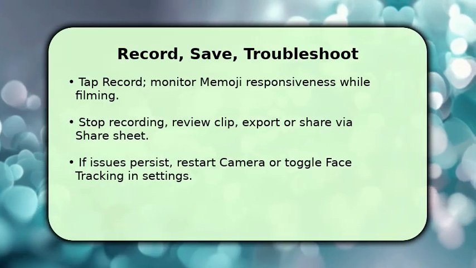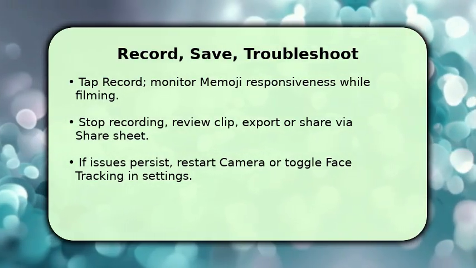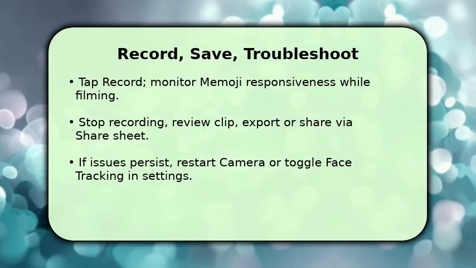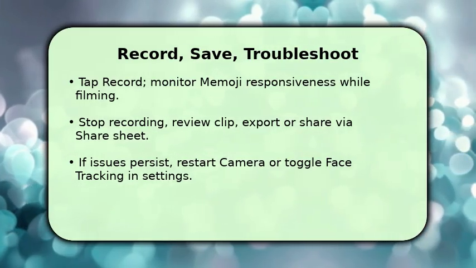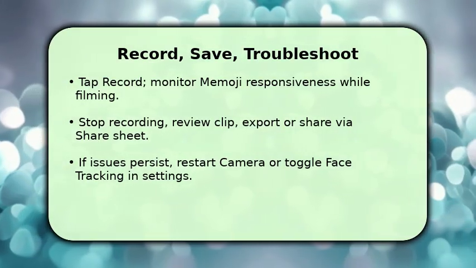If the Memoji stutters or won't follow, first restart the camera app. If that fails, reboot the device and check that Face ID and motion permissions are enabled. That one troubleshooting step fixes most glitches, so you can re-record with stable tracking.